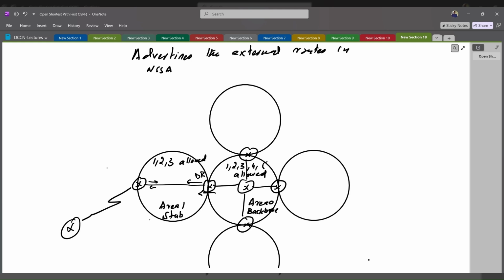right? No type 5 is allowed. Type 5 is not allowed. 4 is also not allowed. Okay. No type 4 and 5 is allowed.